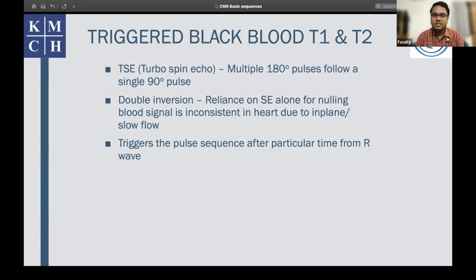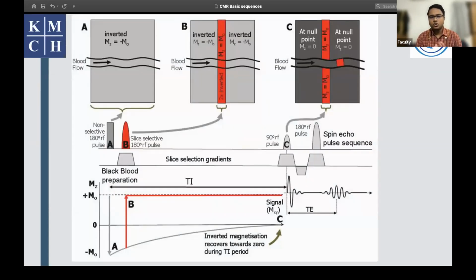So there is a chance for a lot of artifacts, especially in the heart, where there is a lot of chance for in-plane and slow moving blood. So to overcome this particular problem, we use something called an inversion black blood sequence or a double inversion black blood sequence. In this double inversion black blood sequence, the R wave triggers the scan, and it consists of two 180-degree pulses.